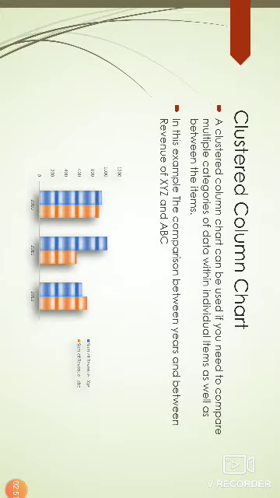Next one is clustered column chart. A clustered column chart can be used if you need to compare multiple categories of data within individual items as well as between the items. In this example, the comparison between years and between revenue of XYZ and ABC. So first see the diagram. This diagram shows clustered column chart.